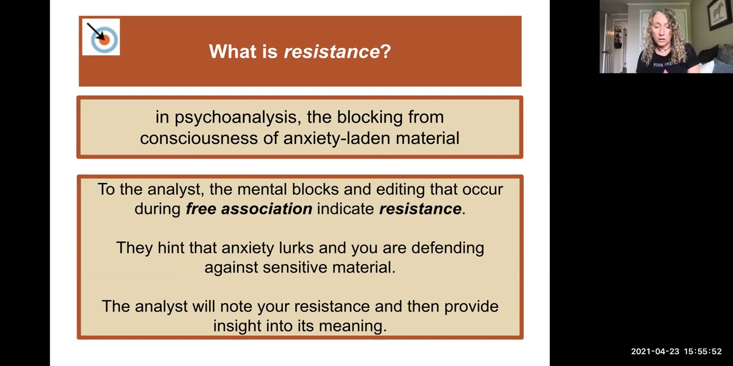One thing is called resistance. Resistance is when something is causing you to feel uncomfortable and causing anxiety, so you resist it. Think of knowing the word in other contexts. You're going to defend against the sensitive material, so even a defense mechanism would be an example of resistance. And then he would provide you insight.